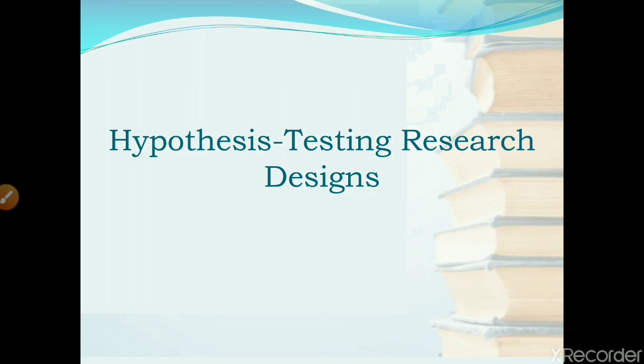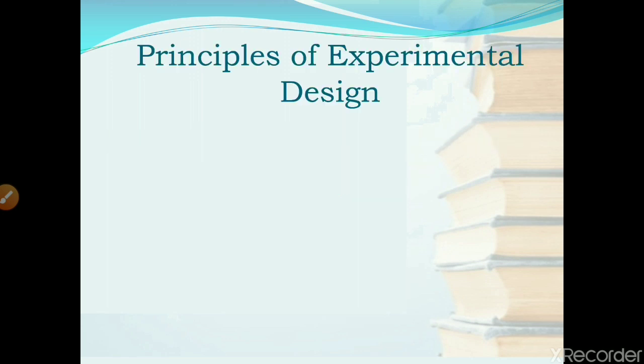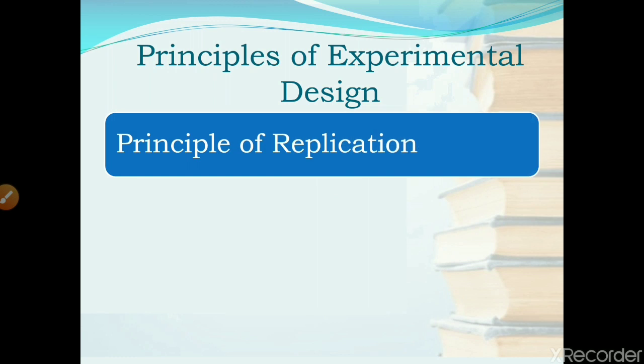So when we talk of hypothesis testing research design, we refer to the design of experiments. And in experimental design, there are three principles. The first one is the principle of replication. According to the principle of replication, the experiment should be repeated more than once. It means each treatment is applied in many experimental units instead of one.